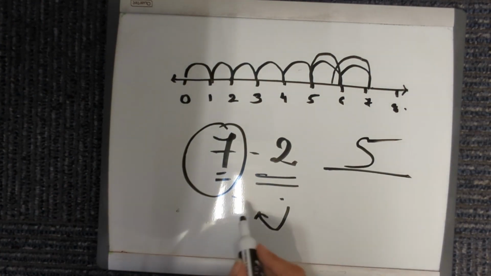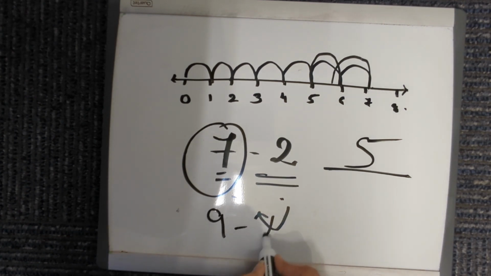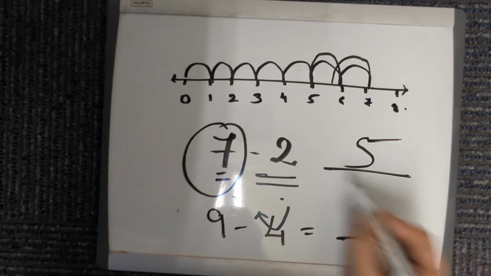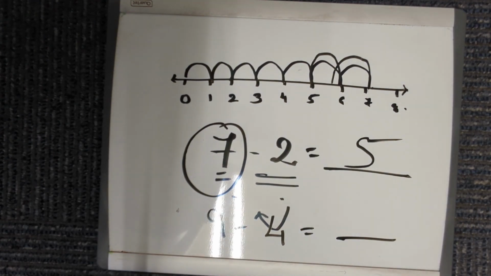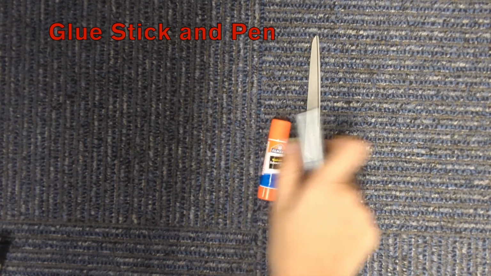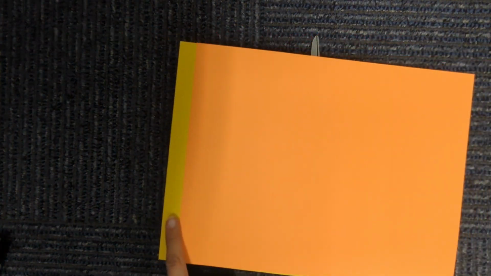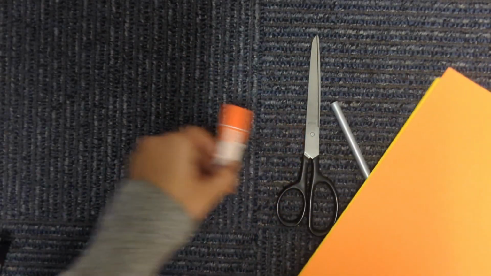Now try to perform subtraction on two numbers. Let's say 9 minus 4 is equals to this, and let me know the answer in the comment section. Now let's just perform a small activity. For this activity, you will need a scissor, a glue stick, a pen and 2 color papers. Here I have taken orange and yellow color paper. You can take any 2 color paper which you want. I will be introducing this concept to you with the help of the train and coaches.